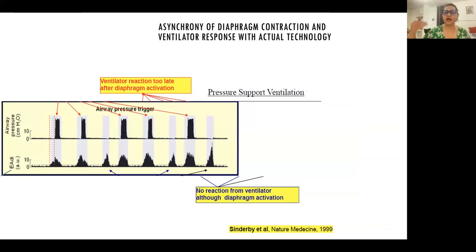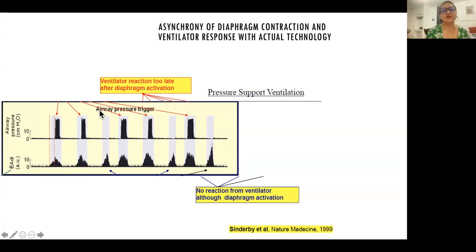So now, to see more visually how this asynchrony actually happens, it is all the diaphragm contraction which is leading to the baby's ventilation. Supposing this is the diaphragmatic contraction which is happening, and you see the baby is getting pressure at this time. The contraction started much earlier and the pressure delivered by the ventilator is quite late. So the ventilator reaction is too late after the diaphragmatic activation has occurred. This is happening in your pressure support ventilation.